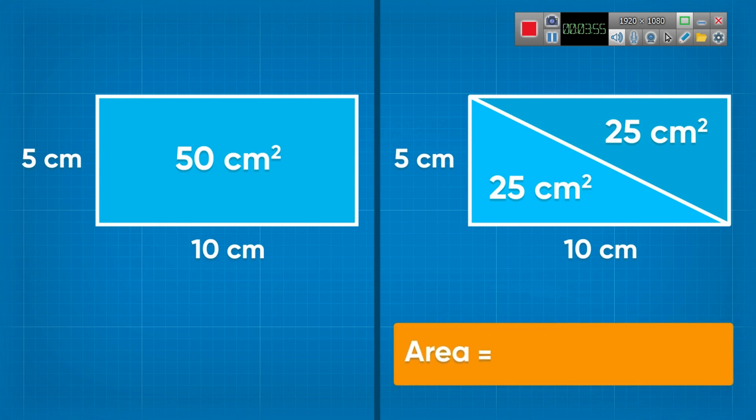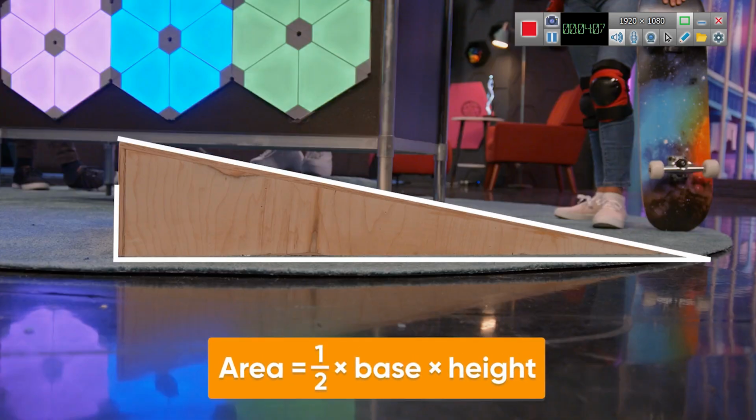The area of a triangle equals 1/2 times base times height. The base is how long the triangle is, and the height is how tall it is. Try to use the formula to find the area of this piece of wood, which is 100 centimeters long and 30 centimeters wide. Since it's a right triangle, we can just plug the values into the formula.